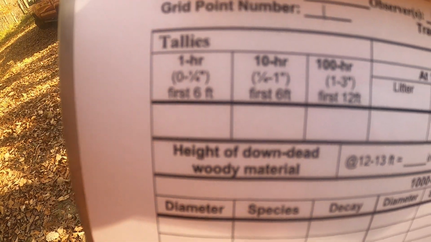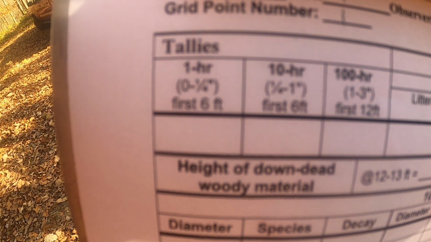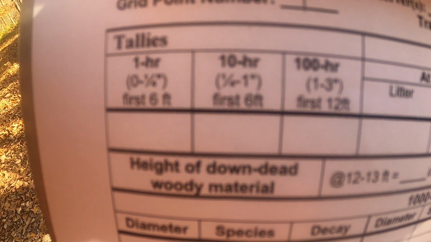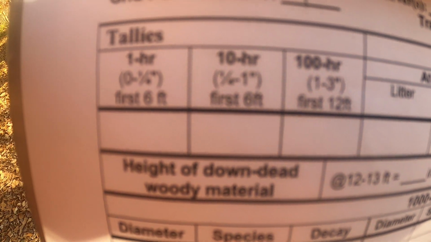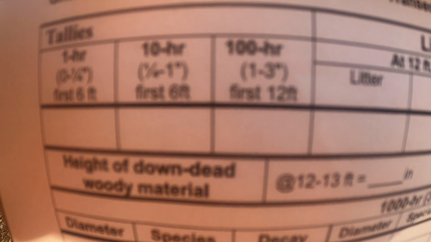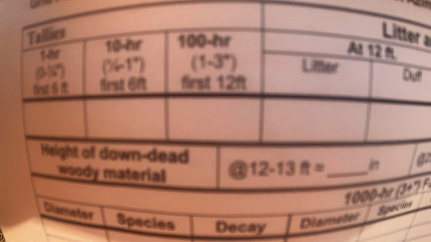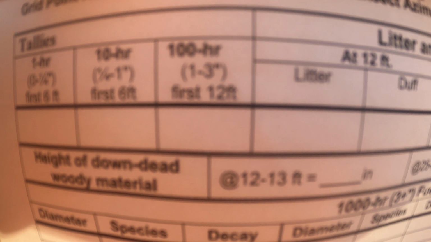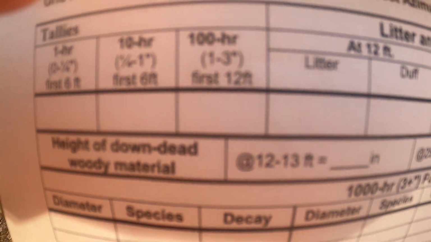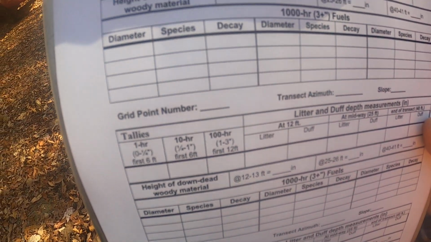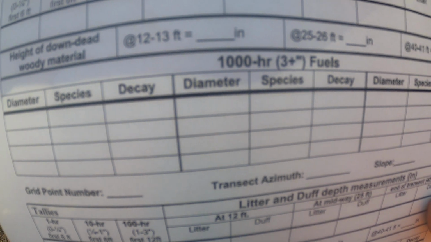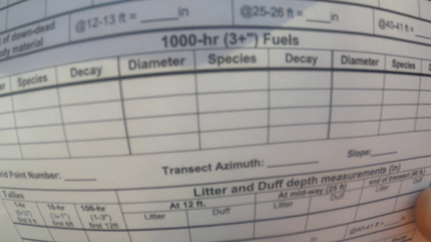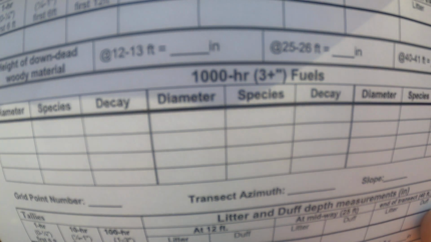So it says the first 6 feet, we're going to be tallying 1 hour fuels, and we're also going to be tallying 10 hour fuels and 100 hour fuels. So first 6, first 12. From 6 to 12, that's when we're only going to tally 100 hour fuels. And then from 12 feet on, we're going to tally just 1,000 hour fuels. Remember, 1,000 hour are greater than 3 inches.